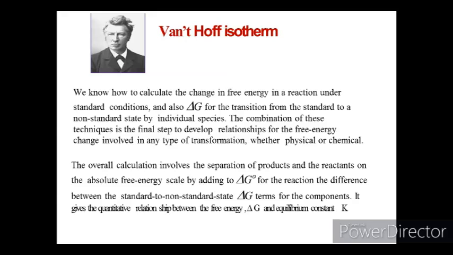The Van't Hoff isotherm gives the relationship between delta G0 for an equilibrium process and the equilibrium constant K. We are using the standard state delta G0. Let us consider an equilibrium process: A plus B reversible arrow gives C plus D.